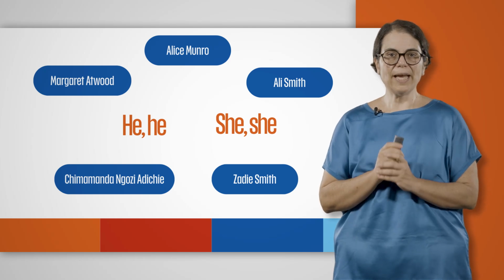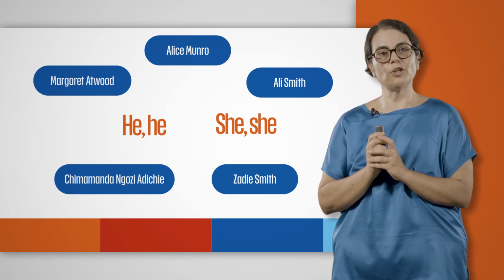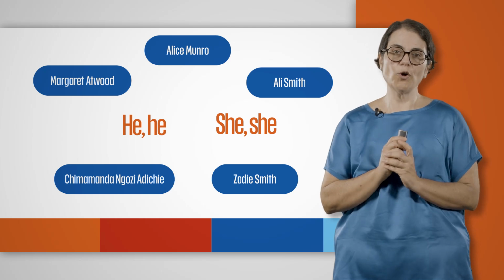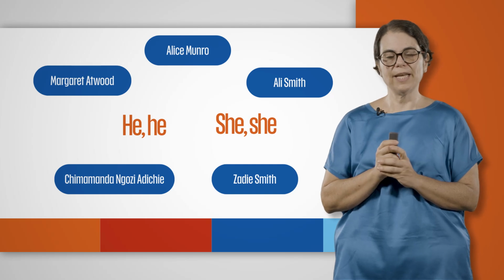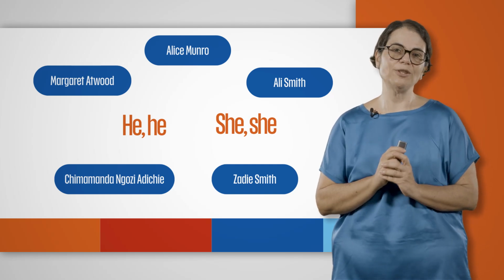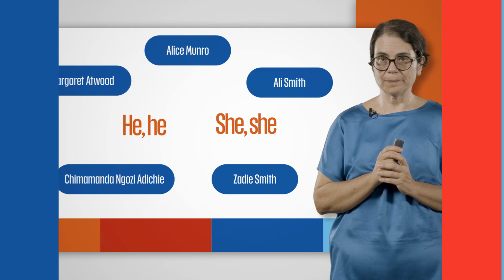Pause the video now and make a hypothesis of the proportion of he and she in a subcorpus of texts by these authors versus a subcorpus of general fiction. Then resume watching to find out if your hypothesis is confirmed.